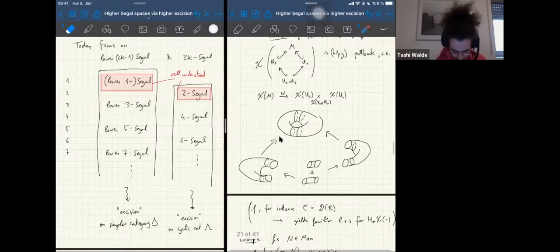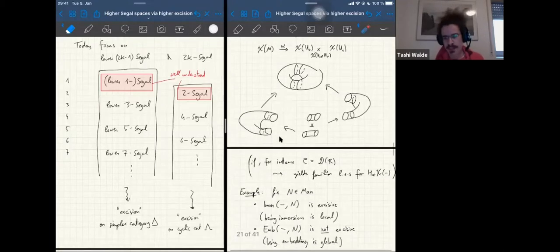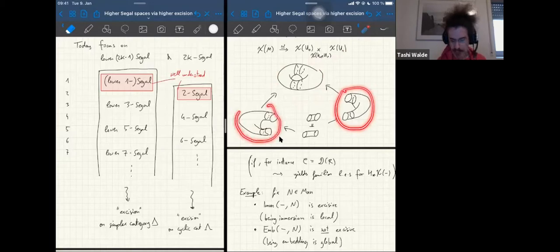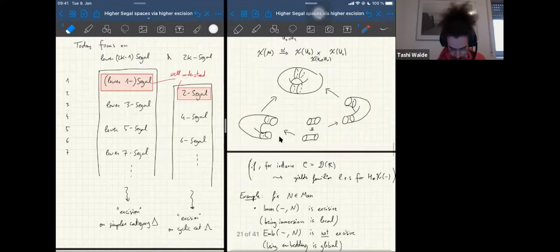Okay, so the main example, which is often studied in manifold calculus, I only mention this for completeness, is that the functor of immersions is excisive because being an immersion is a local property. So if you want to take an immersion of this into some other manifold, then it's enough to give an immersion here, and a compatibility here, and it will automatically extend to an immersion. However, the same is not true for embeddings.